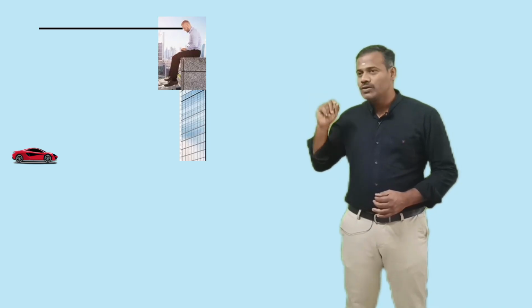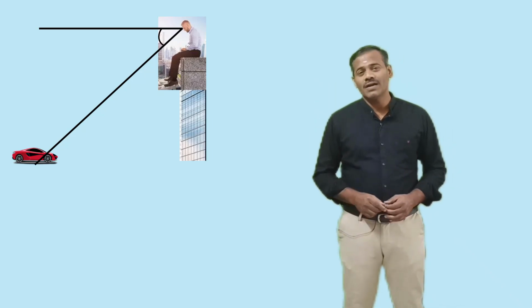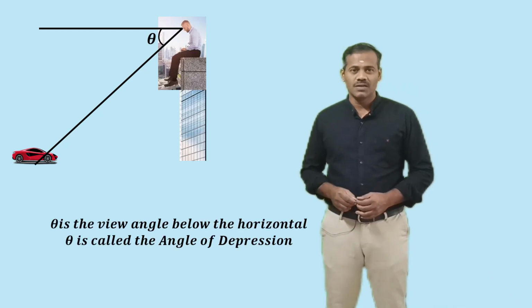Now children, basically what is the angle that we are going to talk about? Yes, this man is not looking up, he is looking down. Obviously he is looking down. So we have to start from the horizontal line, and from the horizontal the man is looking down. Basically this angle is theta, therefore theta is the view angle that's below the horizontal. So theta is called angle of depression.